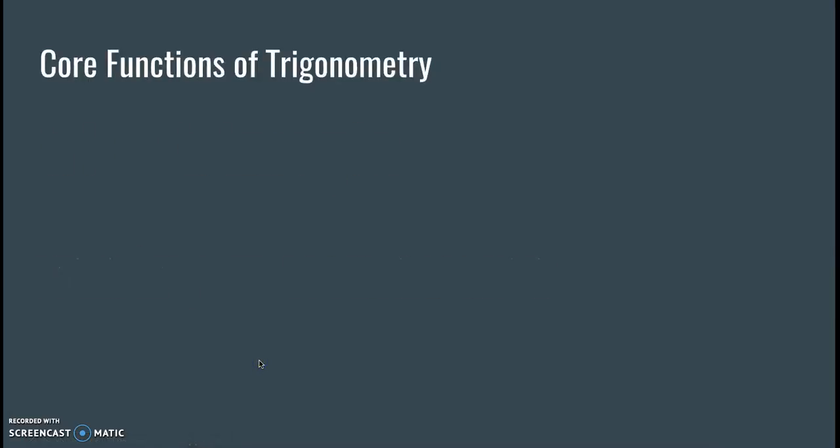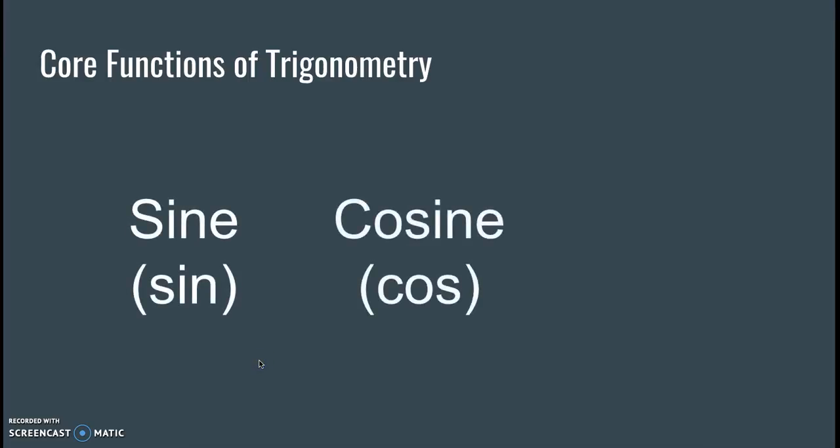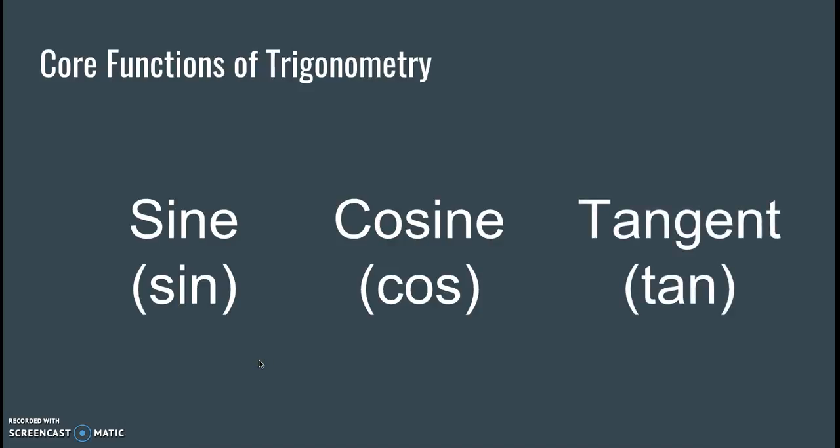Let's take a look at the core functions of trigonometry. We have sine, which can be abbreviated to sin, cosine, which can be abbreviated to cos, and tangent, which can be abbreviated to tan. These functions will find the ratios of certain angles within a right triangle. We can use the phrase SOHCAHTOA to help us remember how to use each of the functions.